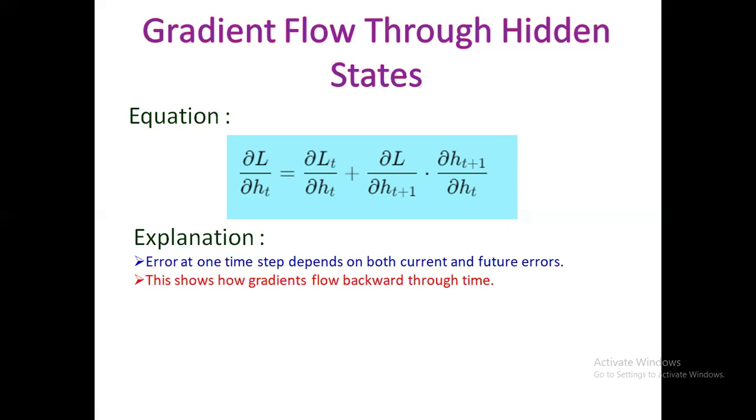The best example for this case is, suppose a student misunderstands a basic concept in the first chapter. This mistake causes problems in later chapters. When the student realizes this at the end, they go back and fix the earlier misunderstanding. This is how gradients flow backward through time.